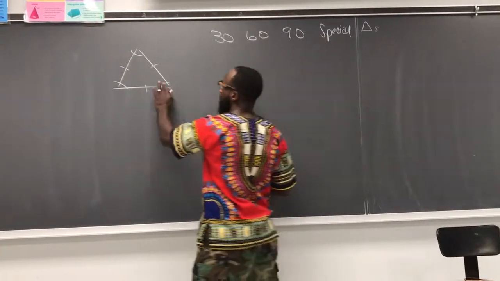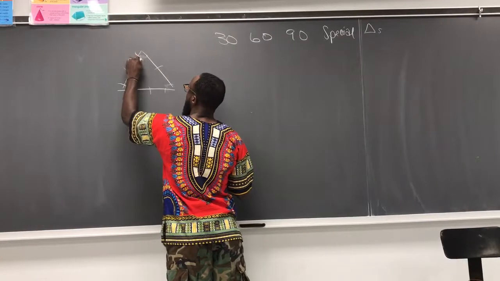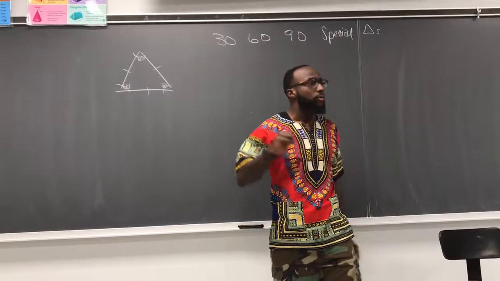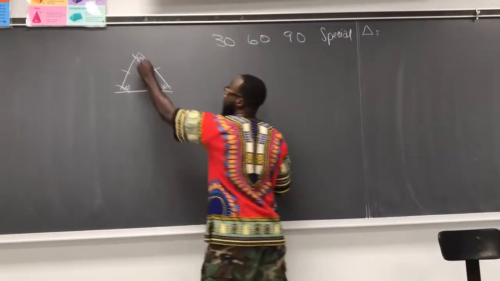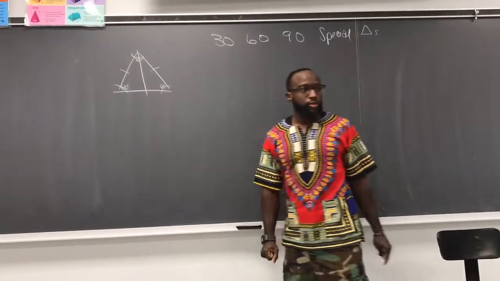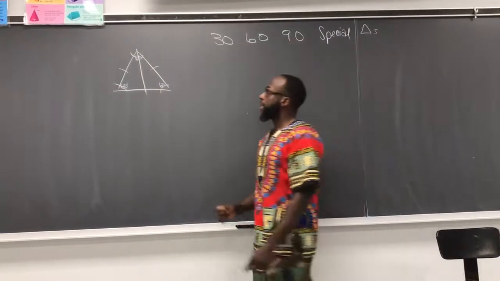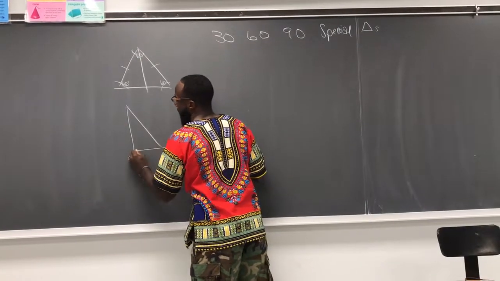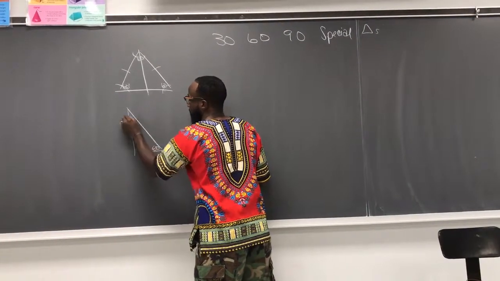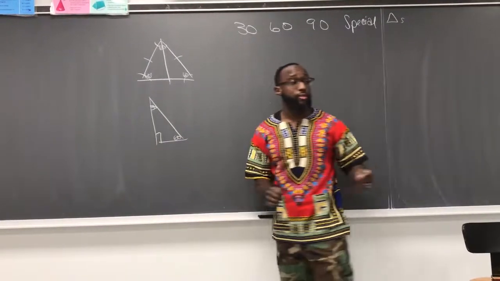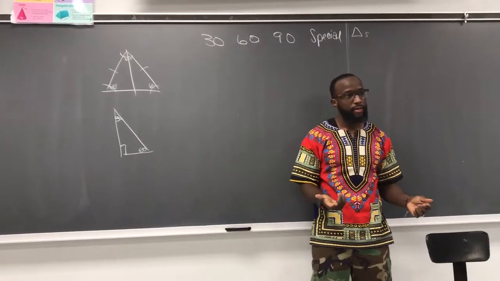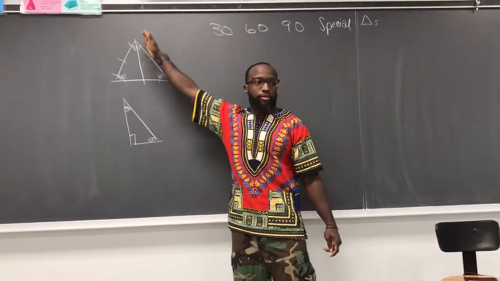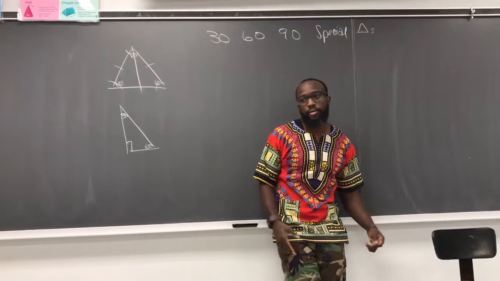We understand that with an equilateral triangle, the angles are all 60 degrees. So where 30, 60, 90 comes in is when I draw an altitude through one of those angles. When I draw this altitude, I cut this angle in half, and therein lies your 30, 60, 90 degree triangle. Does everybody see that? A 30, 60, 90 triangle is an equilateral triangle cut in half.